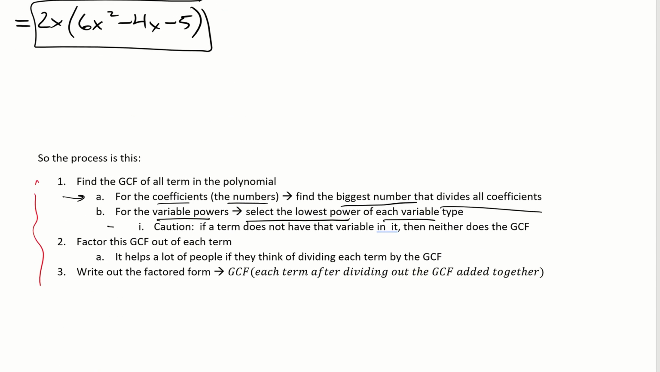And then I have a little word of warning. If a term does not have an x, then your GCF does not have an x either. Okay? It's whatever you can get from all of the terms in the problem. Then the rest is factored out by reversing. Oh, I have a note here that I forgot about. We might try it on the next example.